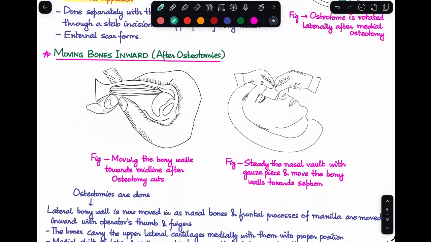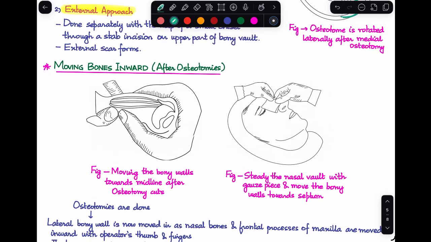Now that you have performed all the osteotomies, what happens after this? We also have to move the bones, right? The purpose of osteotomy was to narrow the nasal bony vault. So the next step right after this is that we have to move the lateral bony wall inward.